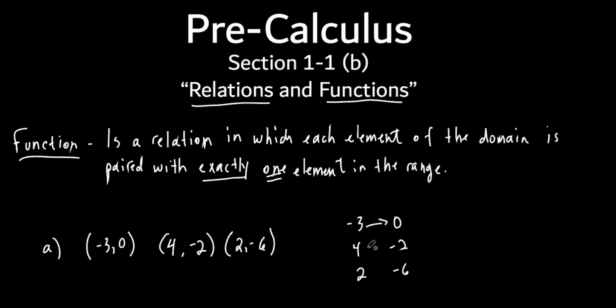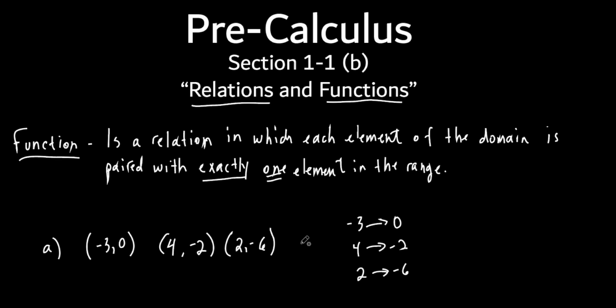What about the 4? The 4 is paired with the -2. Are there any other 4s that could be paired with another range? There's not. There's no other 4s. That's the only 4. And what about this one, the 2? What's that paired with? A -6. So each domain, each x, is paired with exactly one y. Would you agree with that?